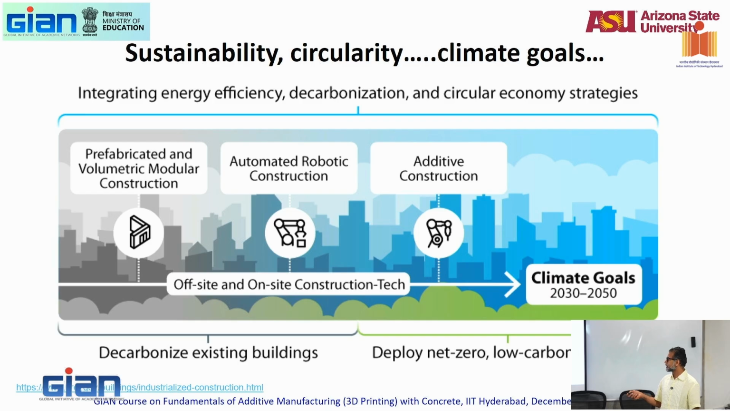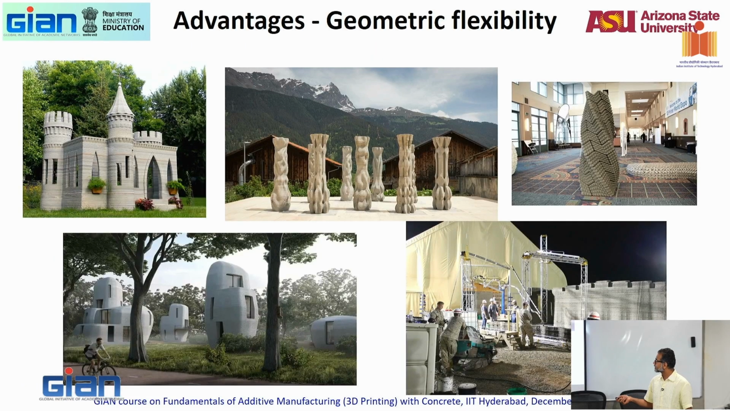Sustainability, circularity, climate goals. I talked about this. You reduce the amount of material that you use, and decarbonization and net zero all become much easier if you take the material part in a controlled fashion. Geometric flexibility: in Switzerland, they have done this art museum, or open arts stadium, where all the columns were made like this.